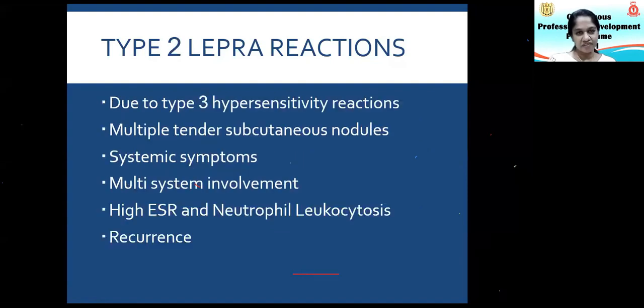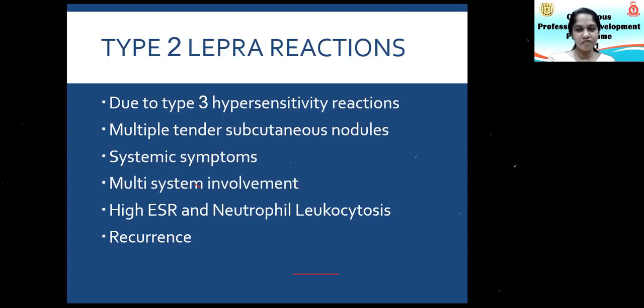Type 2 lepra reactions are due to type 3 hypersensitivity reactions, with antigen-antibody complexes depositing in the vessel walls. So it is a multi-system disorder. There's more chance that people will not come to the dermatology unit but go to other places. Because of the systemic symptoms, they will have fever, joint pains, myalgia, and in the skin, they will of course have multiple tender subcutaneous nodules.